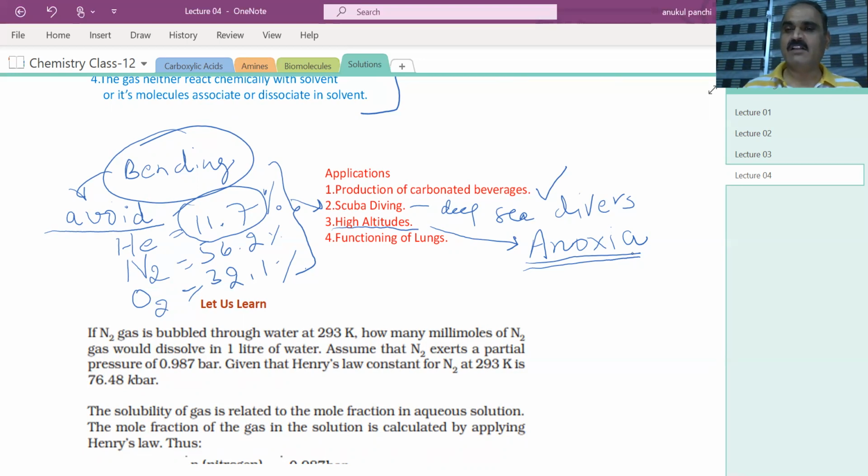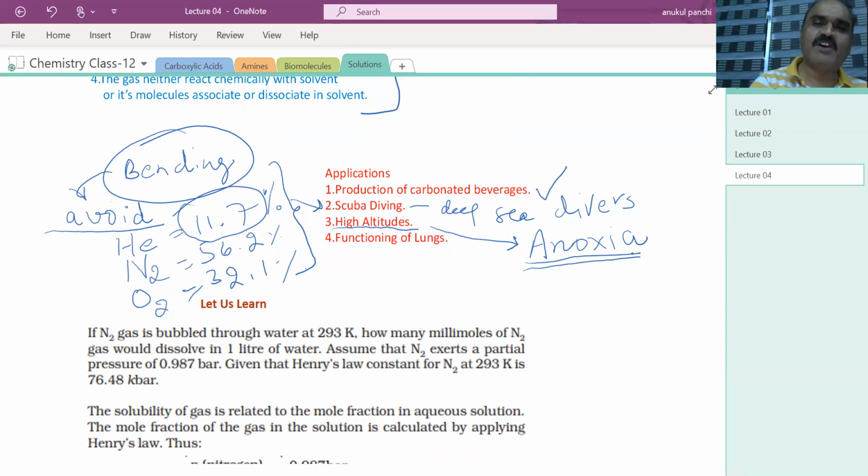And due to this, they feel lethargic, they feel memory loss sometimes, their judgments are hazy, they cannot take clear decisions sometimes, a mental retardedness type of situation, and that is called anoxia. That is also based upon this Henry's law.